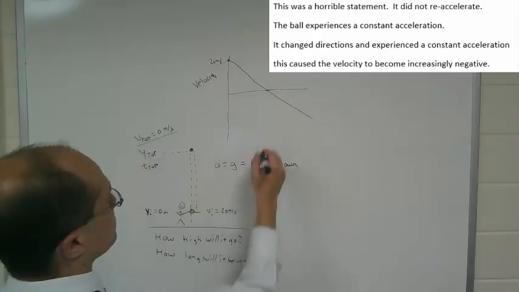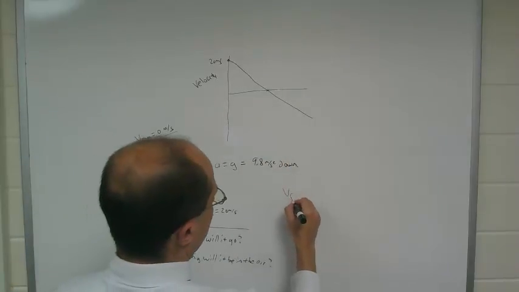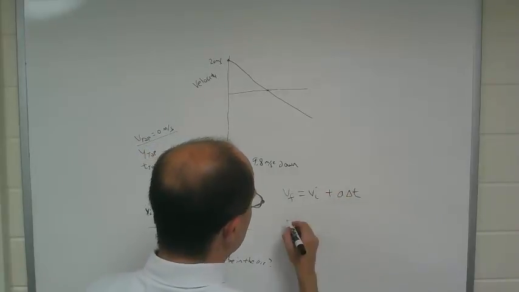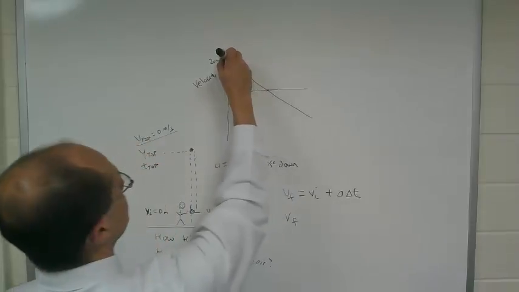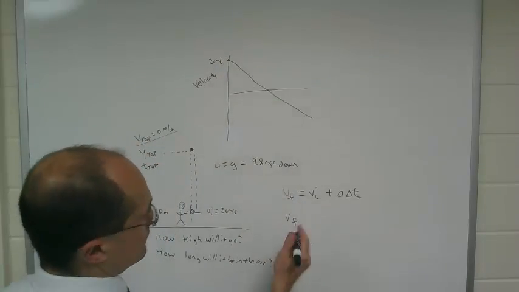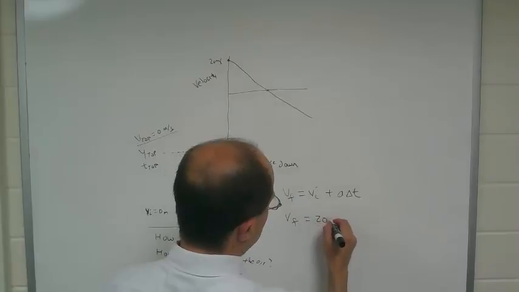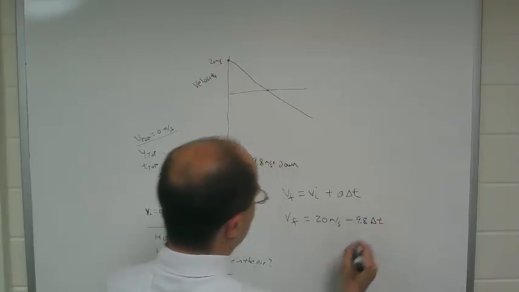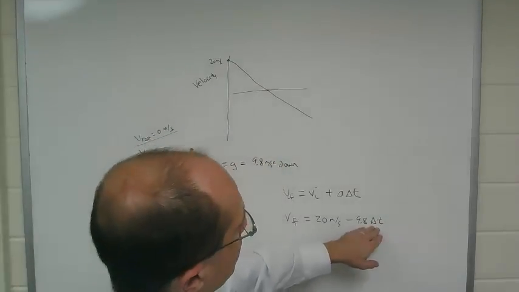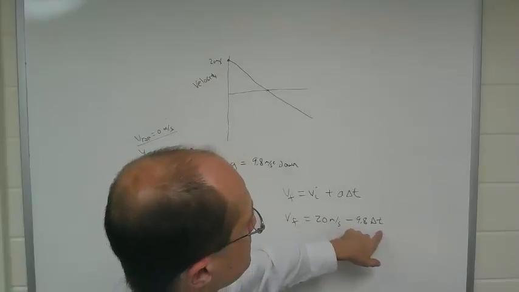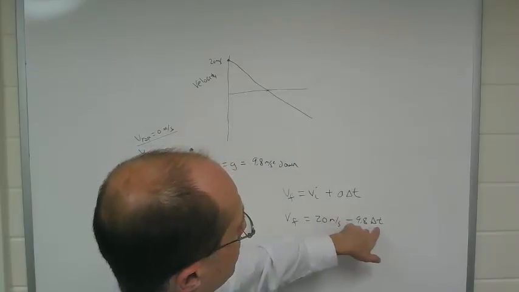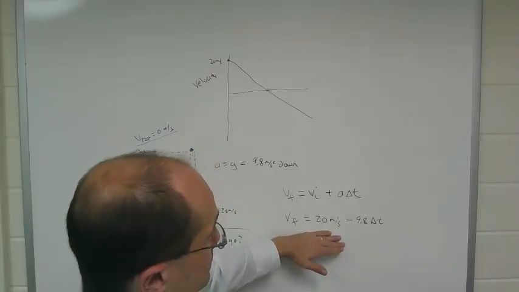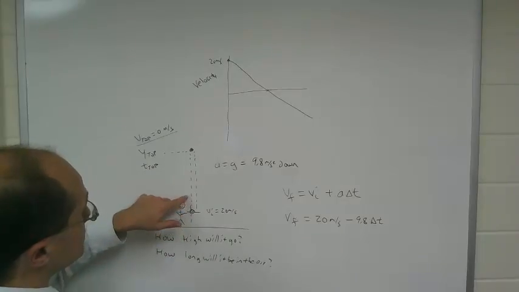Let's see what happens. We can get this by thinking about the fact that v final is v initial plus a delta t. So if v final is our velocity at some point in time after it leaves our hand, we see 20 meters per second minus 9.8 delta t. So after 1 second, you'd have 20 minus 9.8, which is close to 10.2. And so as the ball's going up, it's slowing down.